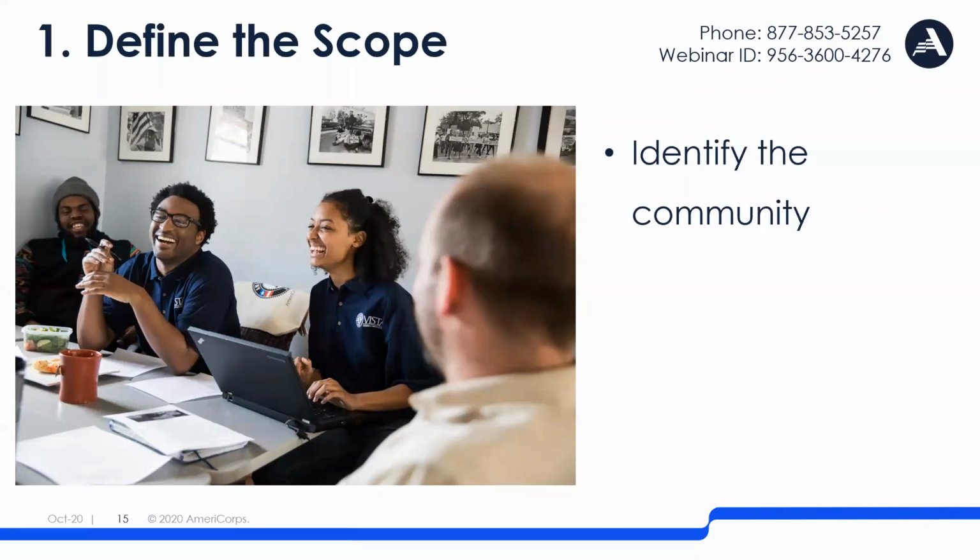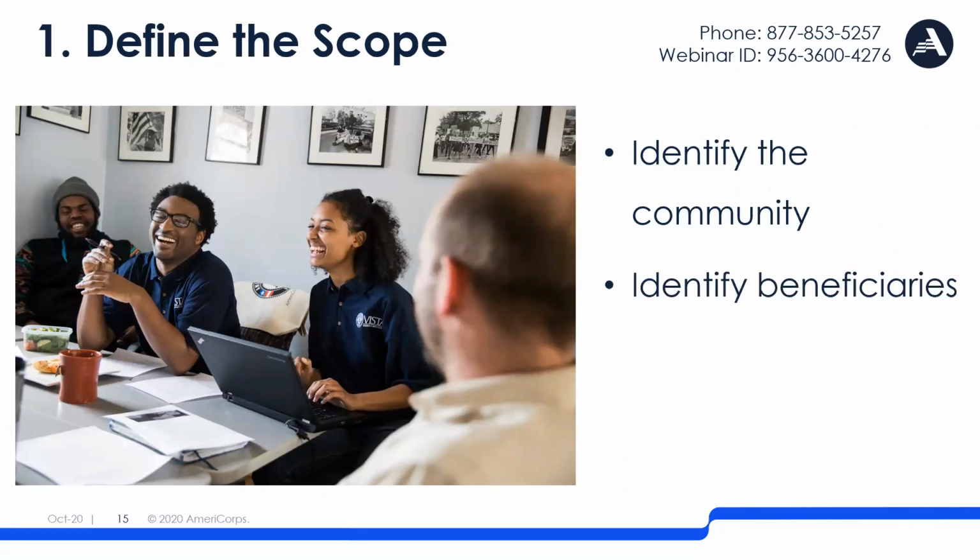So for example, you might decide to look at teen pregnancy throughout an entire area, or you might choose to look at teen pregnancy within a specific subset of the population or a certain part of town. The community you assess will be dictated by the organization you're serving with the intention of the assessment in mind.